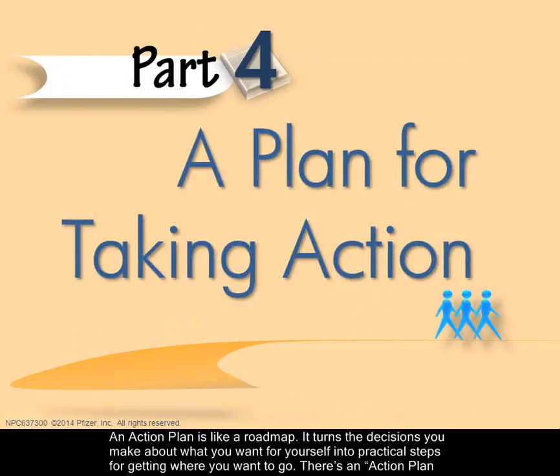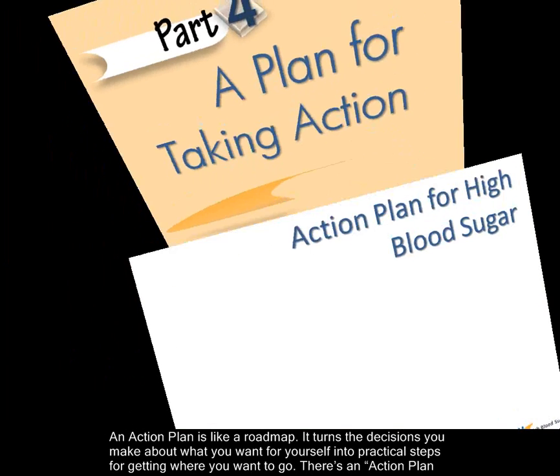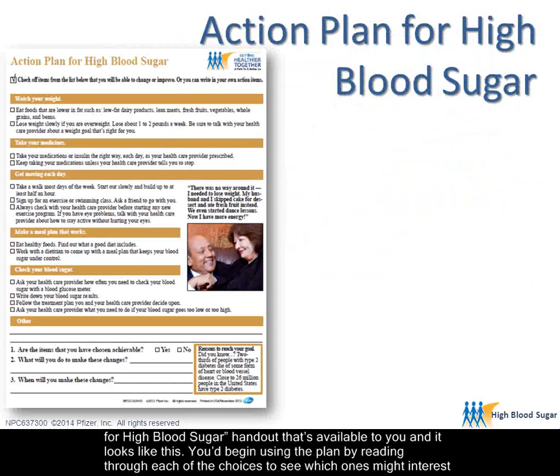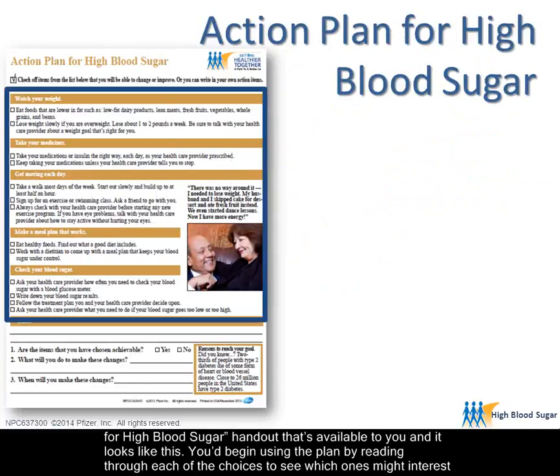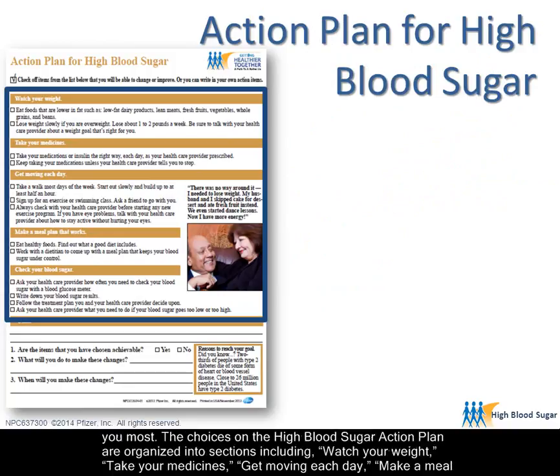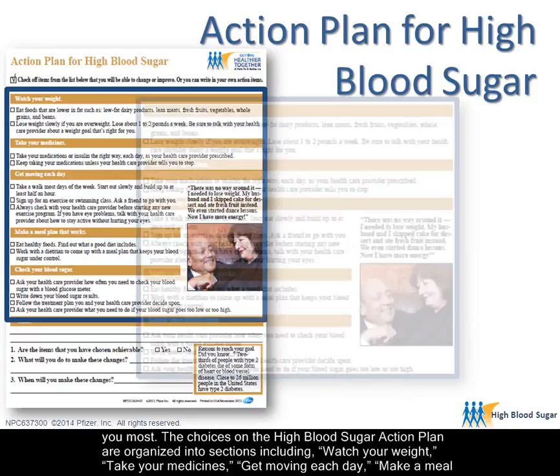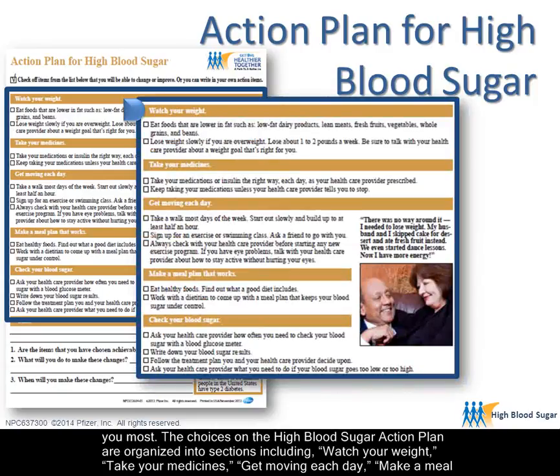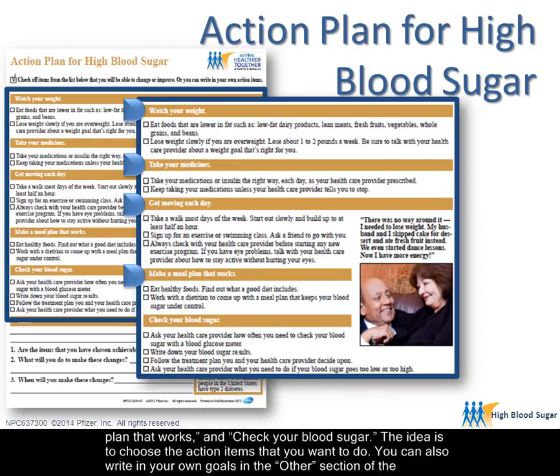An action plan is like a roadmap. It turns the decisions you make about what you want for yourself into practical steps for getting where you want to go. There's an action plan for high blood sugar handout that's available to you, and it looks like this. You'd begin using the plan by reading through each of the choices to see which ones might interest you most. The choices on the high blood sugar action plan are organized into sections including watch your weight, take your medicines, get moving each day, make a meal plan that works, and check your blood sugar.